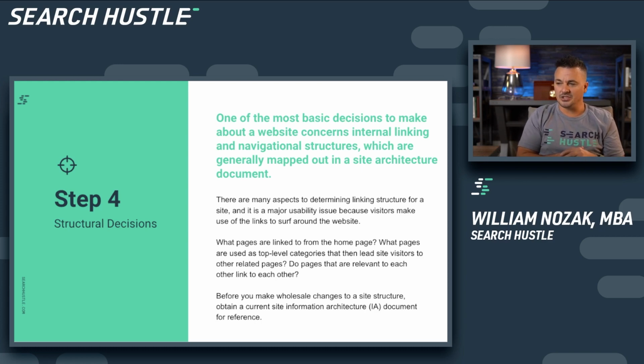It's a major usability issue because visitors make use of the links to surf around the website. That's why you're wanting to use Hotjar. You'll want to use Full Story. You'll want to use products where you can get a heat map on the site. You can use Google Analytics to see what pages people most often visit. You'll also be able to get in Google Analytics and see the way people travel on your site most often. But Hotjar is great. It gives you heat maps. You can record sessions. Full Story is great. It can show you rage clicks and what people are doing on the site so you can make UI changes. And A/B testing is great too.